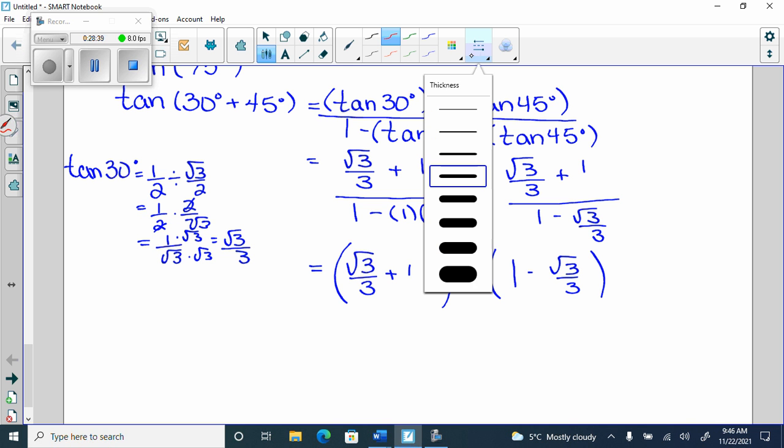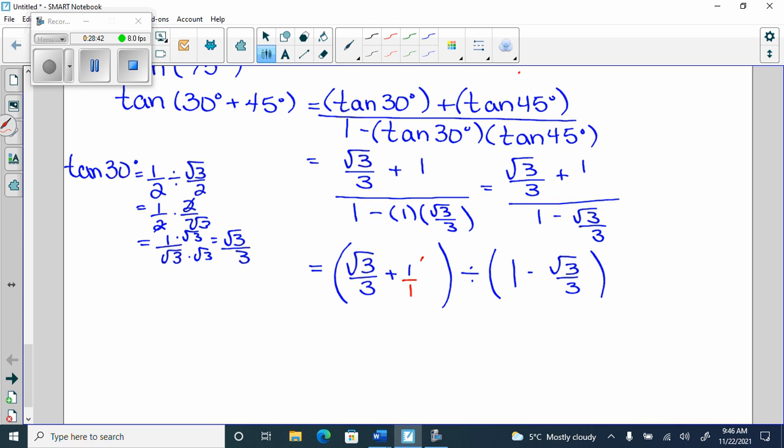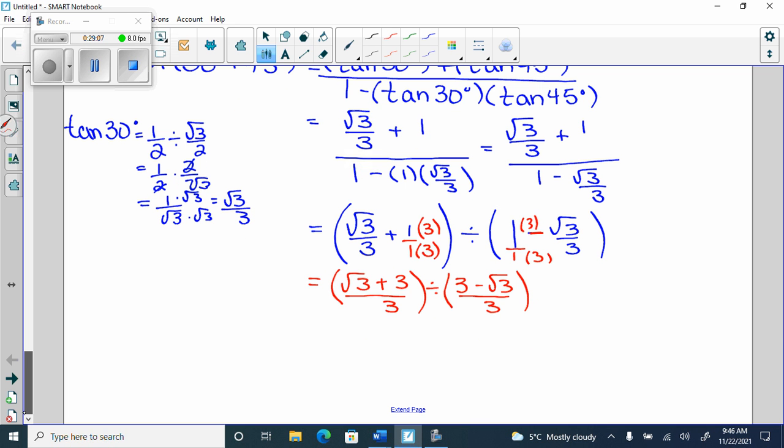All right. So, we are going to multiply this one by 3 and 3, and then multiply this one by 3 and 3. With the minus sign, it looks like a multiplication. So I'm going to get root 3 plus 3 all over 3 divided by 3 minus root 3 all over 3. Now what do I have? Full fractions, so what can I do? Flip them. So I can go root 3 plus 3 all over 3 times 3 over 3 minus root 3.